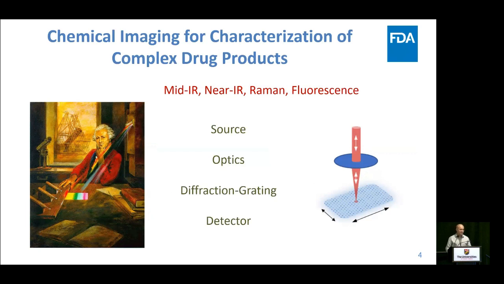I really like this painting of William Herschel, who discovered the infrared rays, because he used the sunlight. He diffracted it using a prism, and just beyond the red, he placed a thermometer that was blackened and detected the infrared rays for the first time. I really like it because not much has changed in terms of the components we used in chemical imaging in about 220 years. But a lot has changed in the types of components we use.